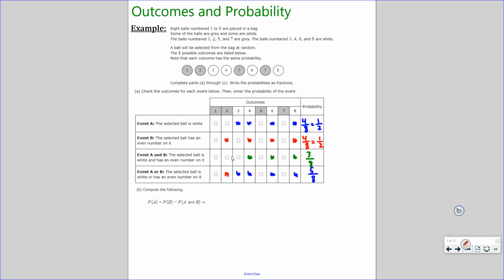Okay, so basically here's your addition rule. So the probability of A happening is, I'm going to again do the common denominator one, so 4 out of 8, plus the probability of B happening, which is my second row.